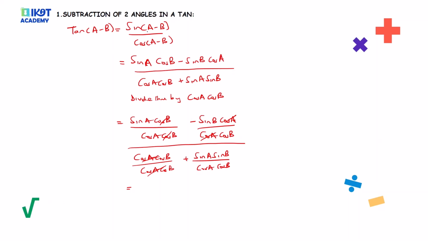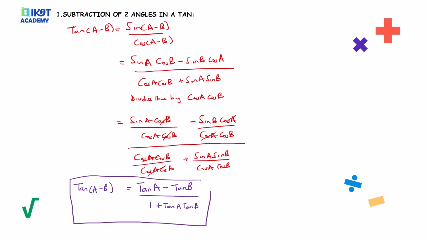Okay, so finally from this we get tan A minus tan B out of 1 plus tan A tan B. So this is tan(A-B) is equal to this. So you see we have this.